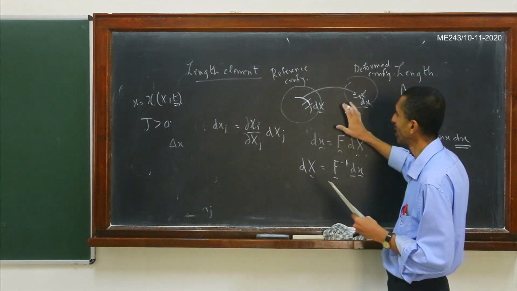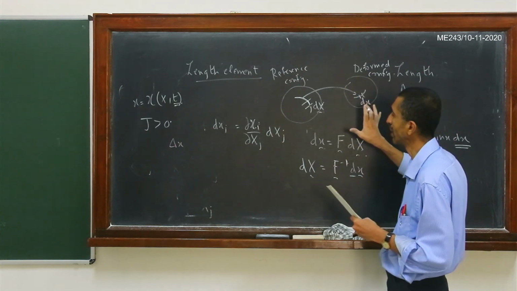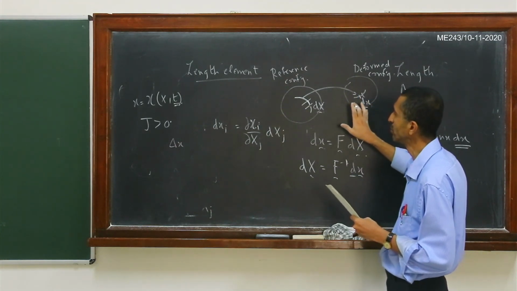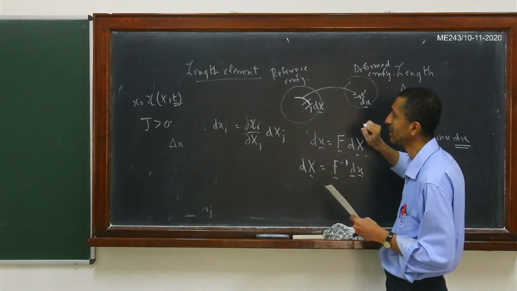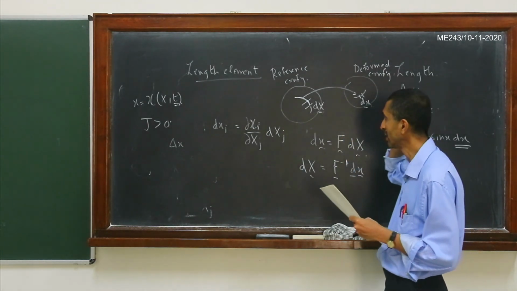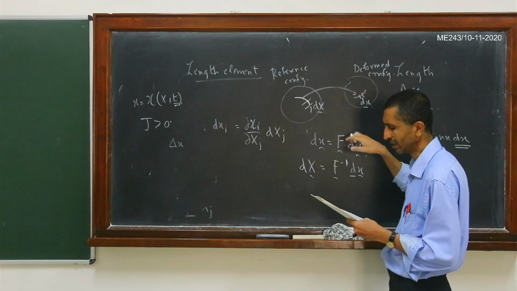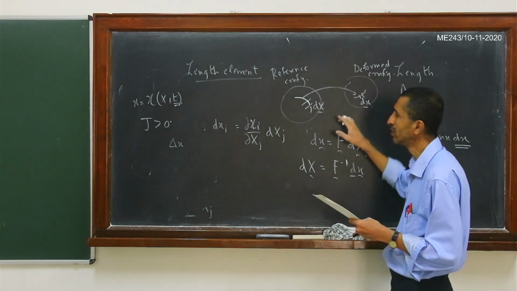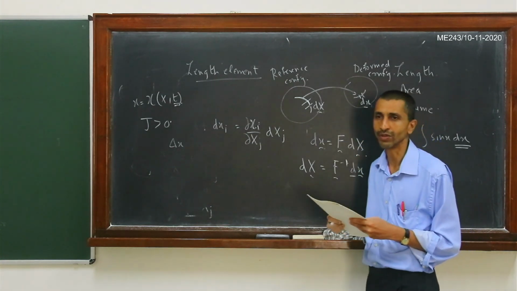To define exactly the change in length per unit length is difficult. So we will use instead a change in length square. That we will see in the next class, and that will be used to define various kinds of strain measures, which we will do in the next class.